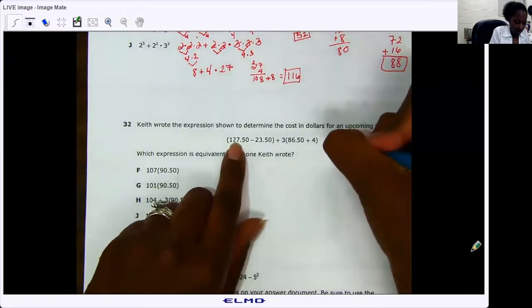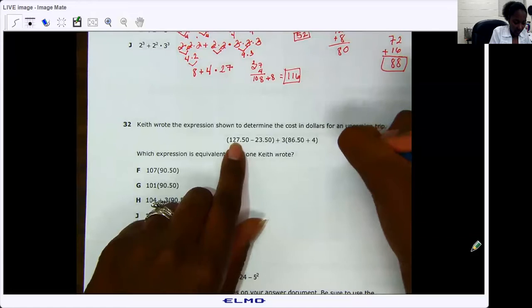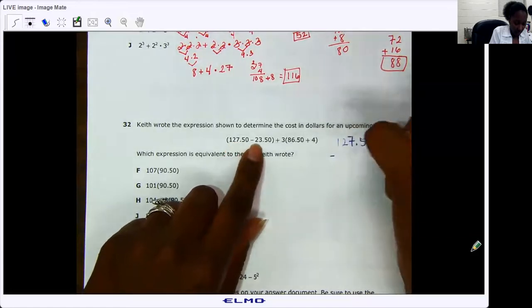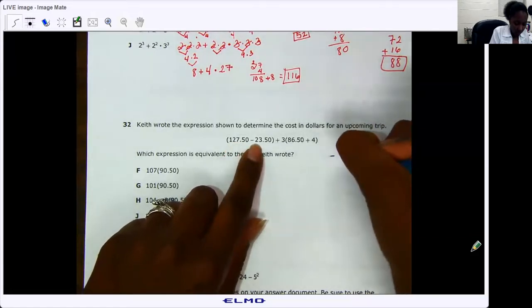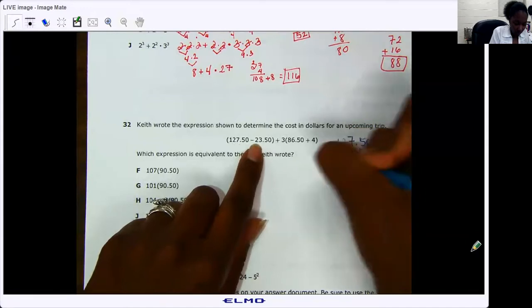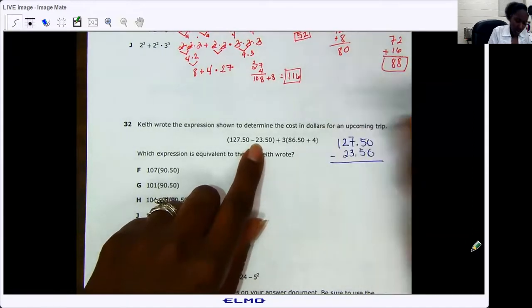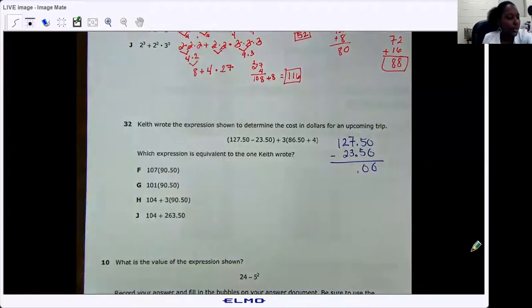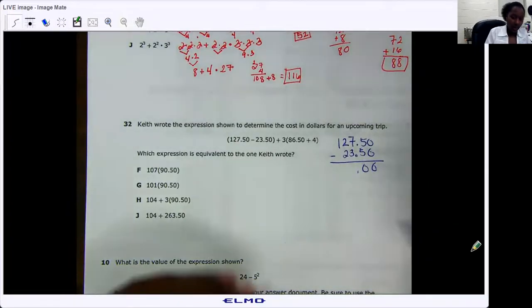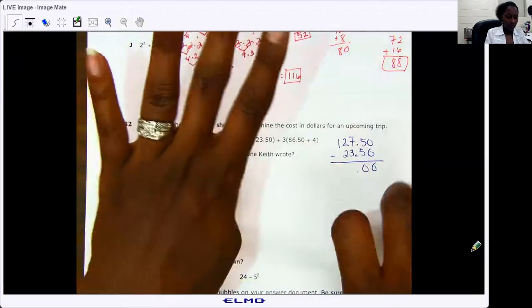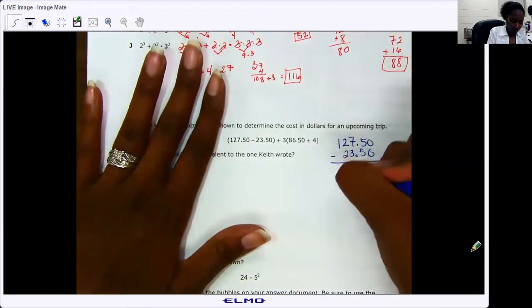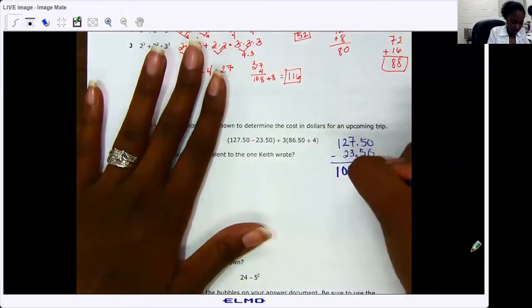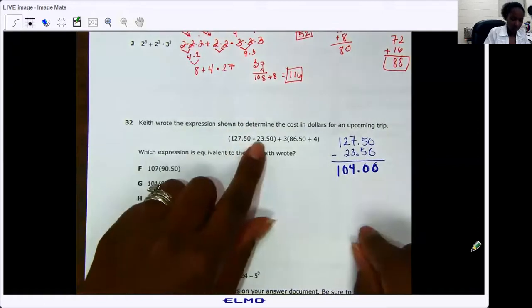We have 127.50 minus 23.50. Remember, when we're subtracting decimals, we line them up. Okay. 0, 5 minus 5, 0. Oh, my pen's running out. Let me switch. Okay. 7 minus 3 is 4. 2 minus 2 is 0. Bring down our 1. Okay, so we have 104 for this first part.